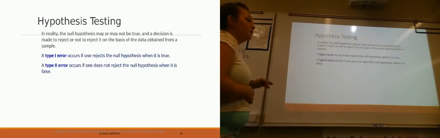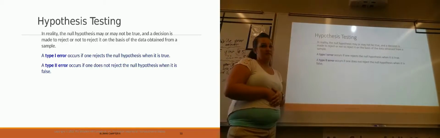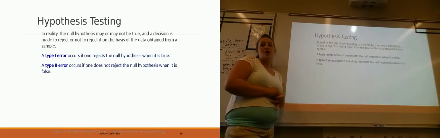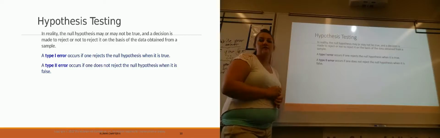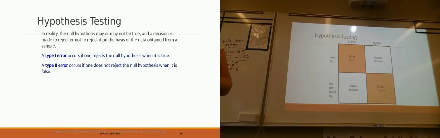A type 2 error occurs if you don't reject the null hypothesis, but it is false. So again, you're making the wrong decision. We'll look at this in terms of a jury convicting somebody or not convicting somebody. That's about the easiest one to understand.